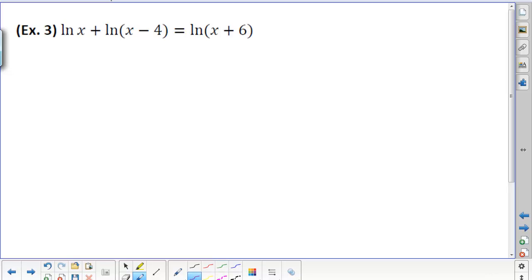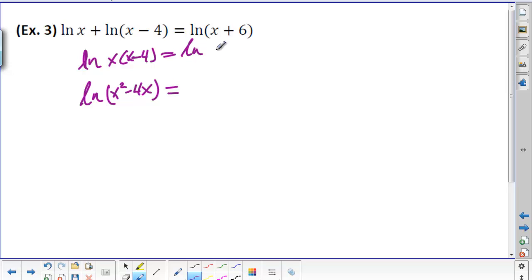Alright, let's see if we can combine both sides together, get a single logarithm on both sides. On the left side, see if you agree that we can put those together with multiplication. So this is natural log of x squared minus 4x. Over here, we just have x plus 6. Can't really do anything fancy there. Now we can drop the natural logarithm notation since we have single natural logarithms on both sides.